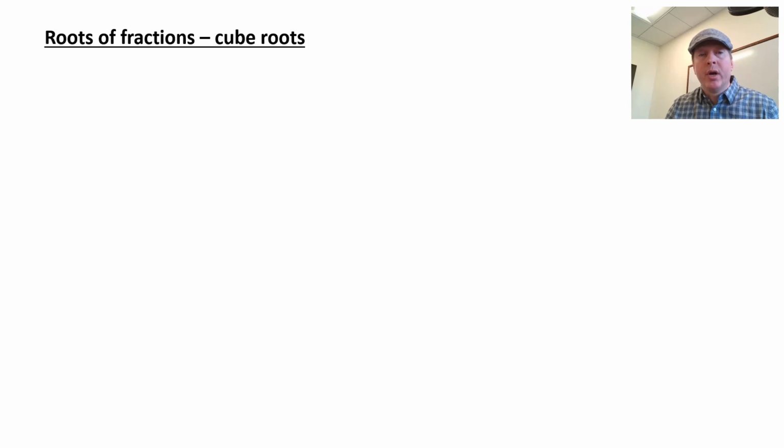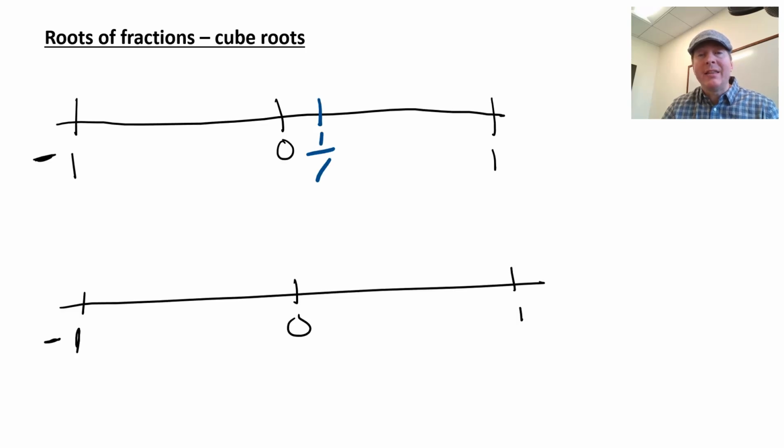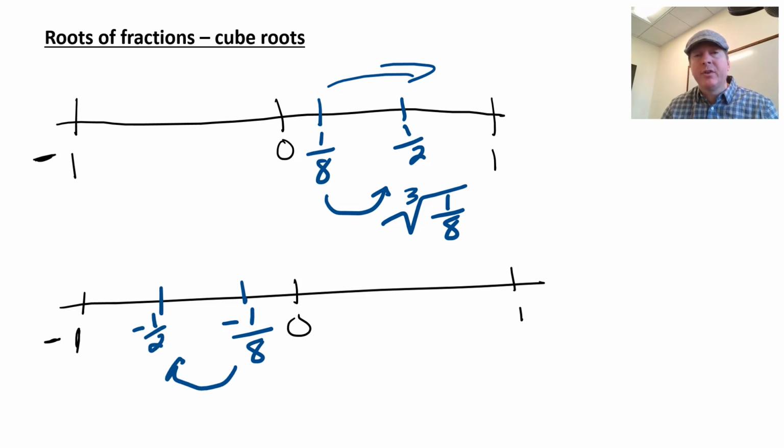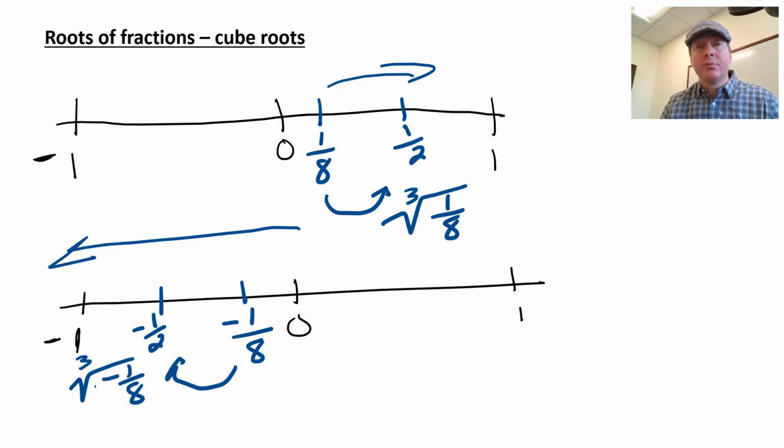Now let's talk about the cubed root of fractions. Suppose I write 1/8. The cubed root of 1/8 is a bigger number, not a smaller number. It is 1/2. 1/2 cubed is 1/8, so the cubed root of 1/8 is 1/2. You're moving to the right on the number line. Now, how about the cubed root of negative 1/8? Well, that is negative 1/2, so you're actually moving to the left on the number line if you're taking the cubed root of a negative fraction. Negative 1/2 is the cubed root of negative 1/8. You're moving to the left on the number line, you're getting smaller.